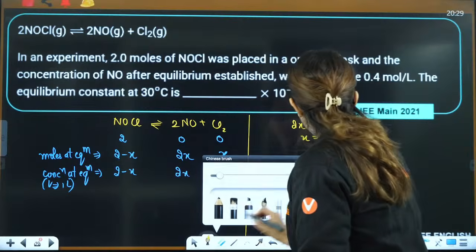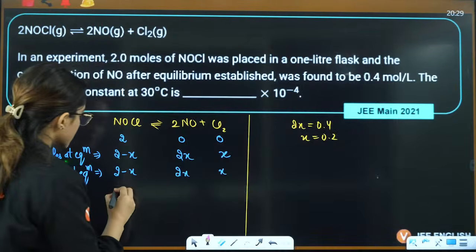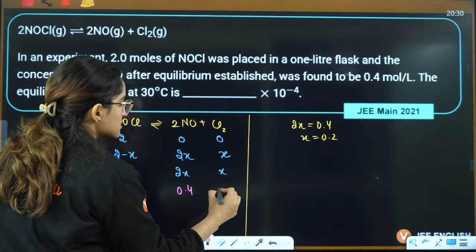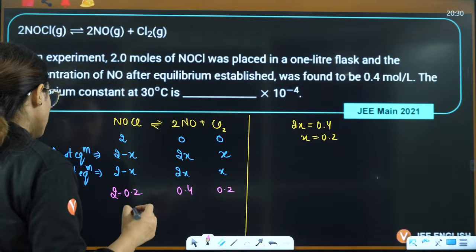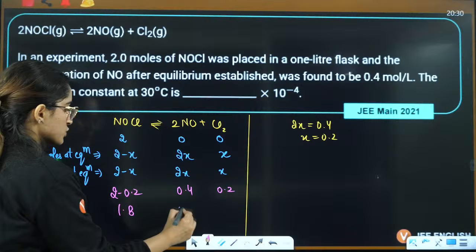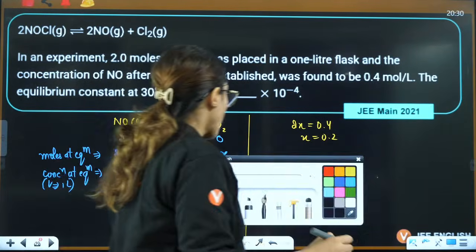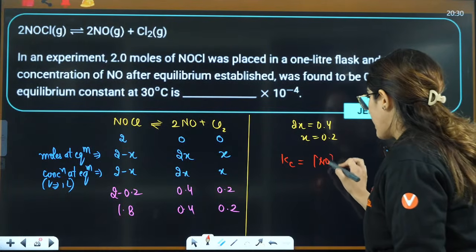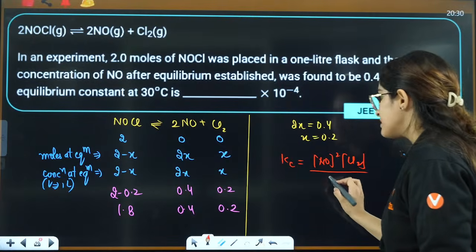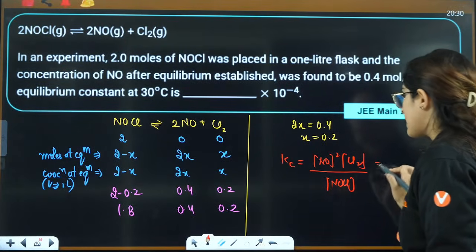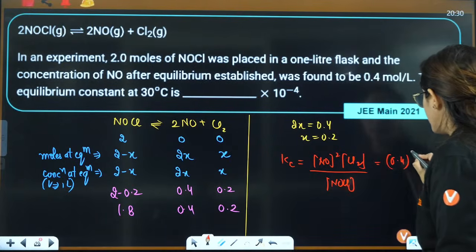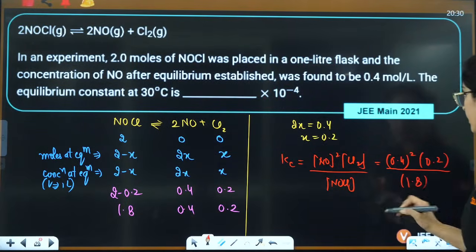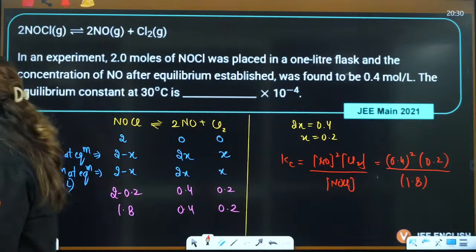Now once they give you the x value here, that is 0.2, you put it here. This will be 2 minus 0.2. This is 2x is equal to 0.4 and this is nothing but 0.2. So you'll see this is 1.8. This is 0.4 and this is 0.2. Solve the value here. What is the value of Kc? That is NO square, this is Cl2 and this is NOCl. NO is nothing but 0.4 whole square and this is 0.2 divided by 1.8. Okay. Solve this and you will get your answer here.